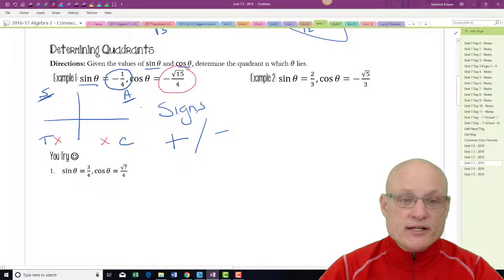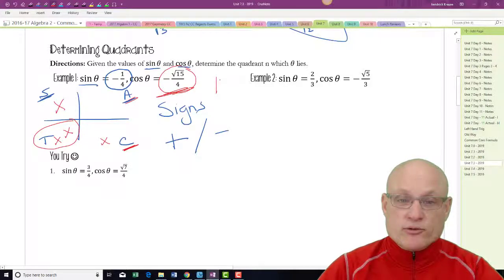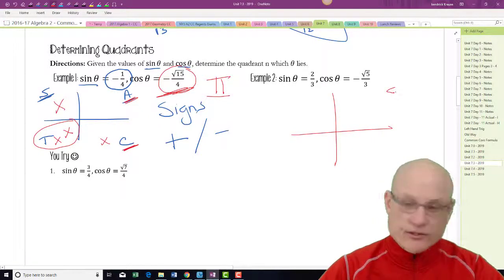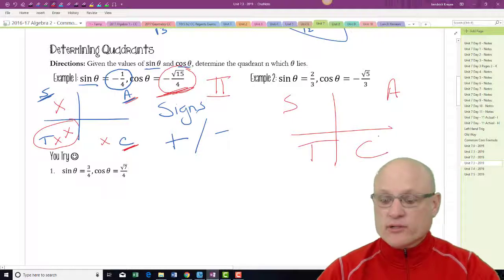Well, everything's positive here, and cosine's positive here. So where's cosine negative? Cosine is negative here and negative here. You see how you have two check marks here? Quadrant 2 is the big winner. Let's do that again. All Students Take Calculus.